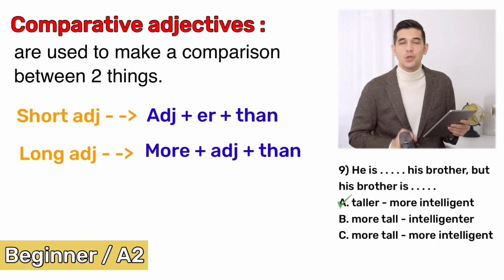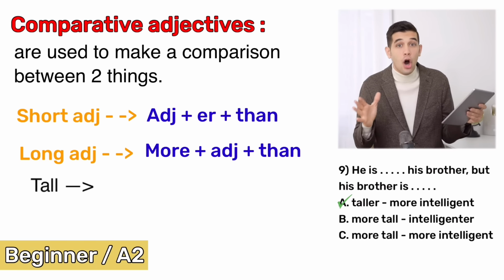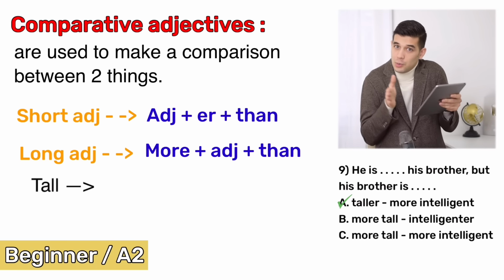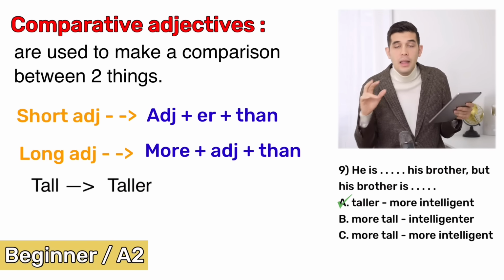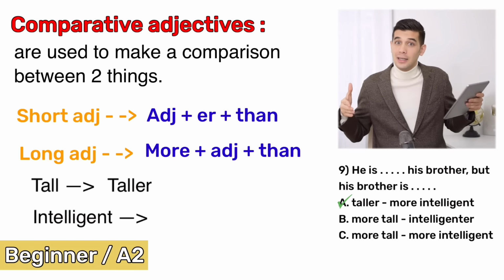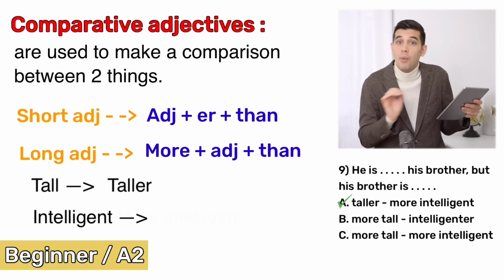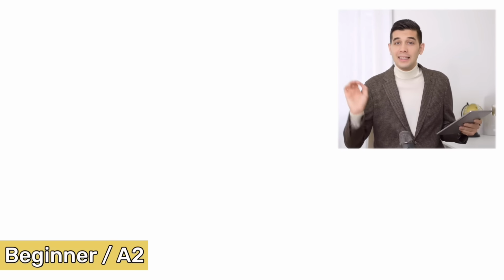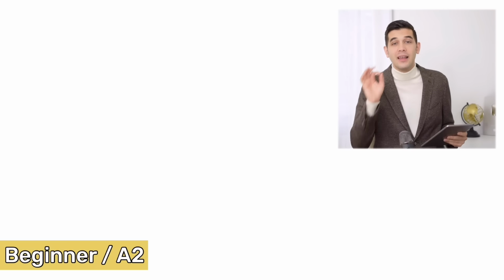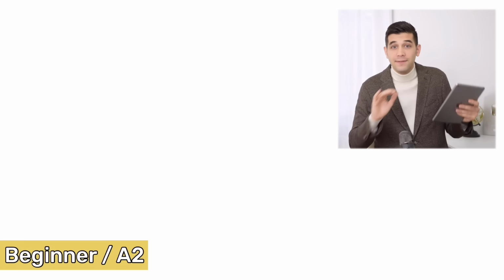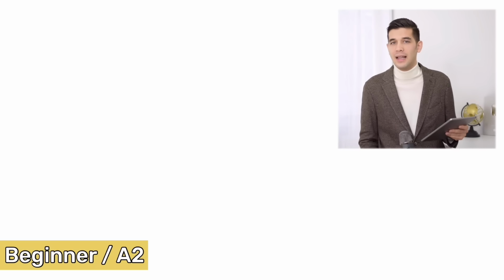Now, in the case of this question, the first adjective is tall. It's short, right? It's a small adjective, so we say taller. The second one is intelligent. It's a long adjective, so we say more intelligent. And let's get to question number 10, the last question of A2 and the final question of the beginner level.